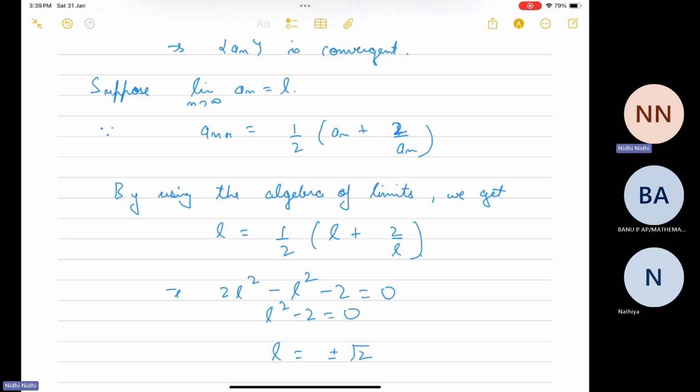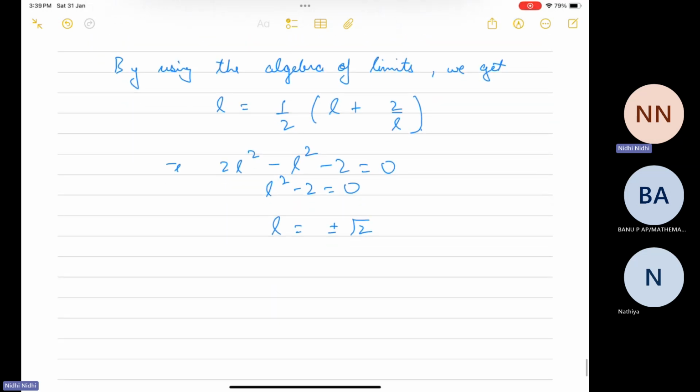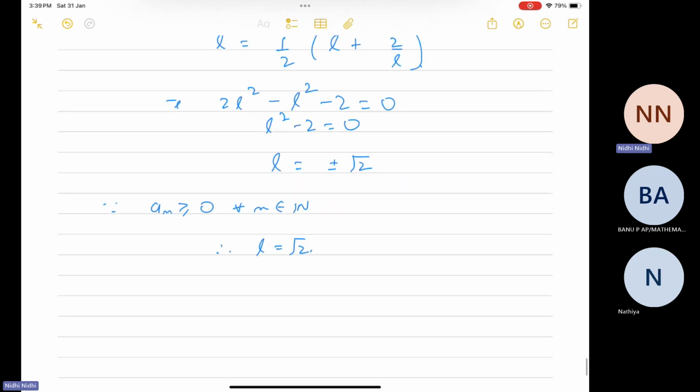Now, since all the terms of the sequence are positive, this sequence can never go towards minus root 2. Since a n is greater than or equal to 0 for every n in N, therefore L will be root 2. The case of L equals minus root 2 gets discarded. Therefore, if the sequence is convergent, it is converging to root 2.